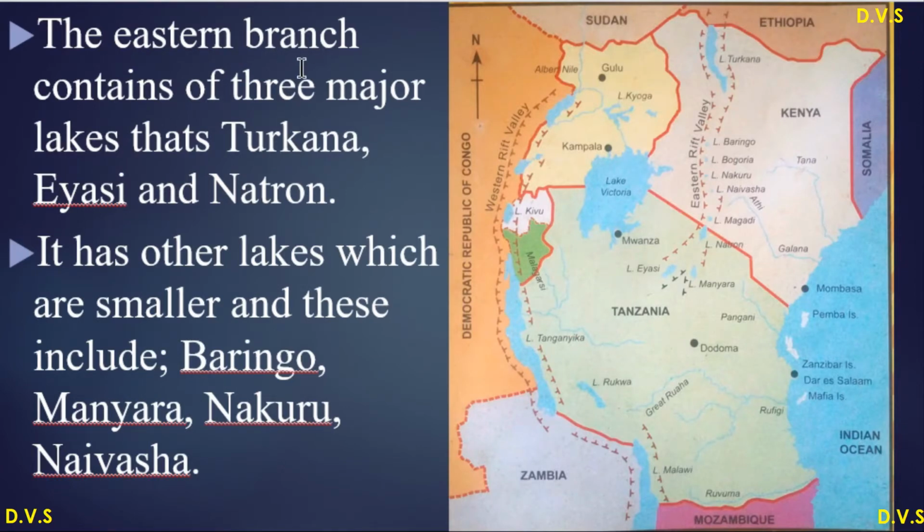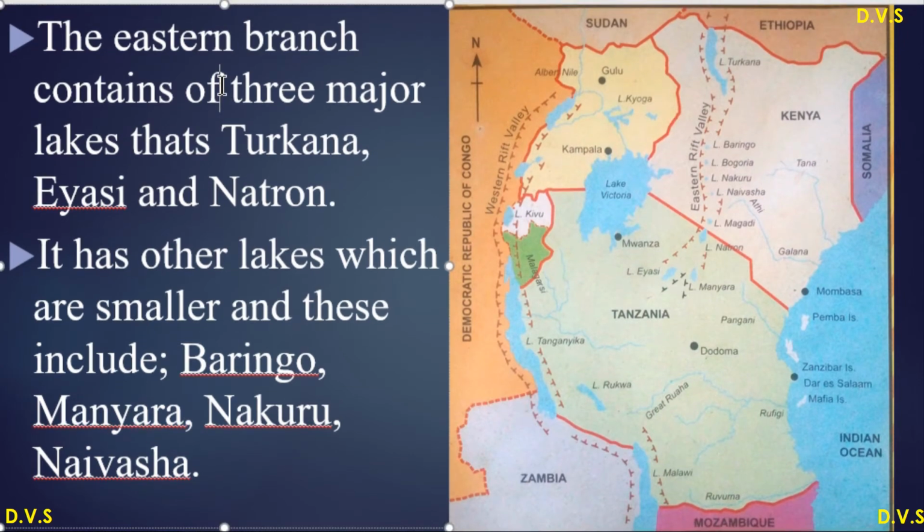The eastern branch contains three major lakes. That's Lake Turkana, as we see here. We have Lake Eyasi in this area down here, and Lake Natron in this region here. Those are the major, at least big, lakes. But others are Lake Baringo, Bogoria, Lake Nakuru, Lake Naivasha, Lake Magadi. Lake Manyara. All these ones are in the eastern arm of the Rift Valley.